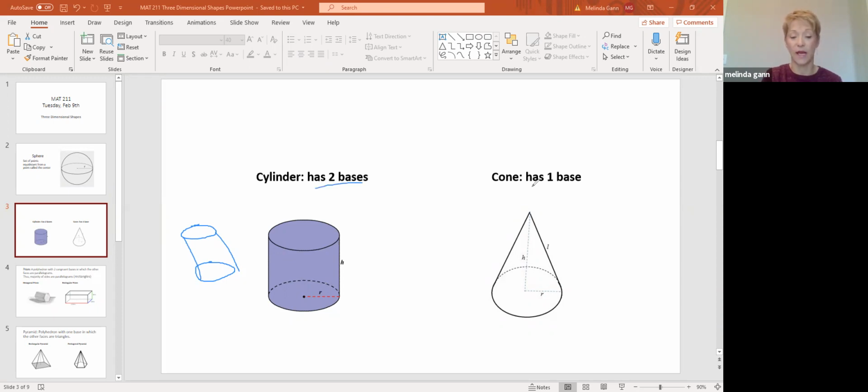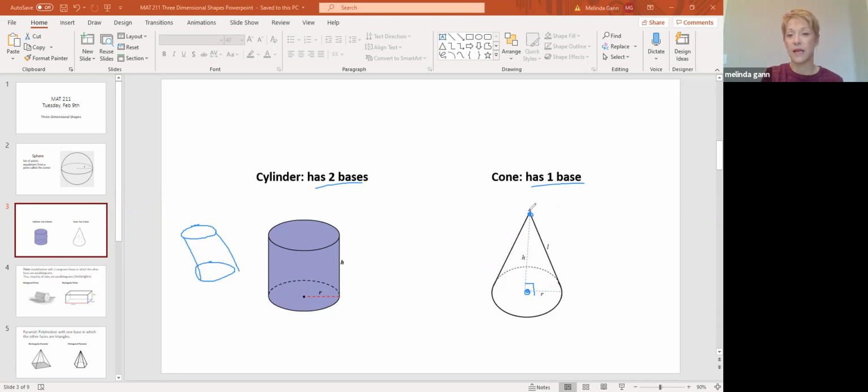A cone only has one base. Again, it's usually a circle, but it doesn't have to be a circle. The top point up here is called a vertex, and it's directly above the center of this circle if the cone is right, because that would mean you had a right angle. If you came straight down from the tip of that cone to the bottom, you'd hit the center of the circle if you had a right cone.